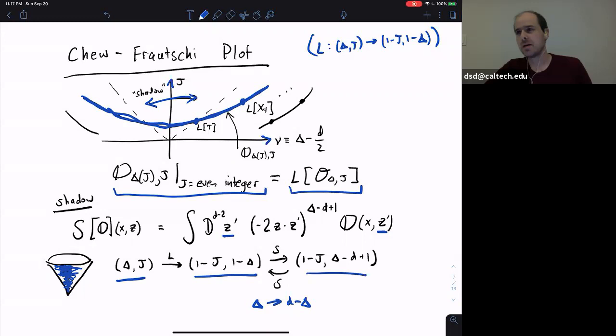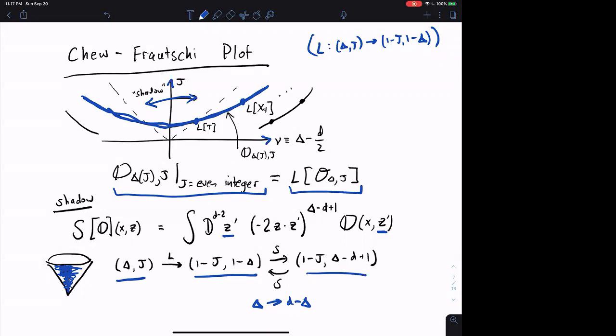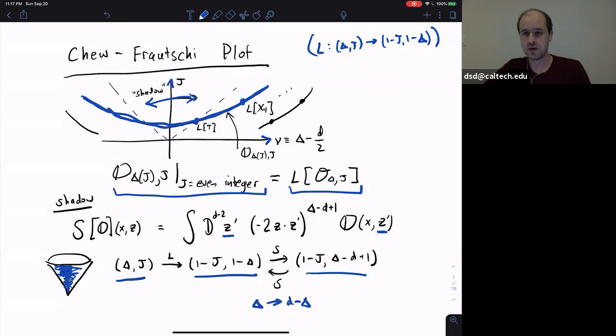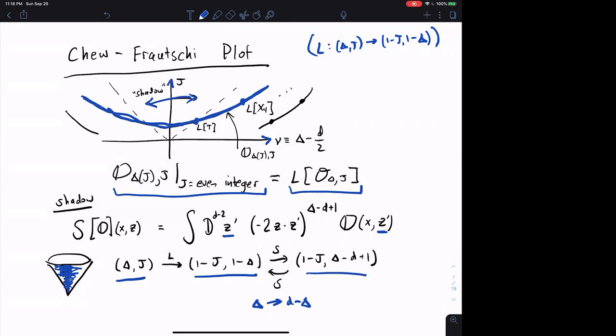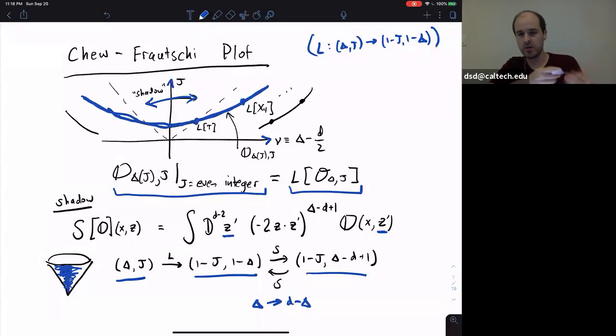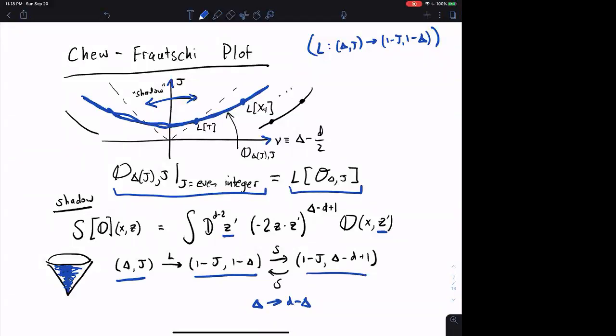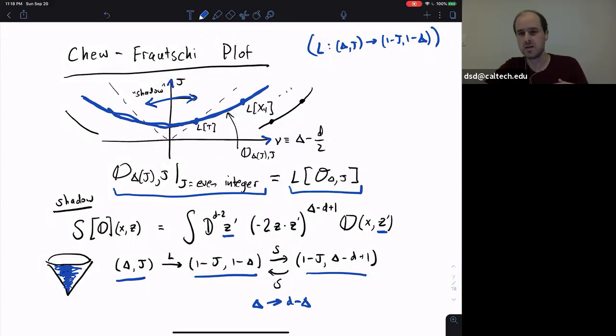Sure. So the statement is that the shadow transform is a symmetry of this plot. And what the shadow transform does is it takes an operator that's localized on a light ray and it makes it localized on a light cone by smearing it over the cone. The interesting thing about the Chew-Frautschi plot is you can actually analytically continue from things that are supposed to be localized on a ray to things that are localized on a cone. So in some sense, you can't really distinguish between them. In the non-perturbative theory, it doesn't want you to be able to tell the difference between things that are localized on a ray or a light cone.